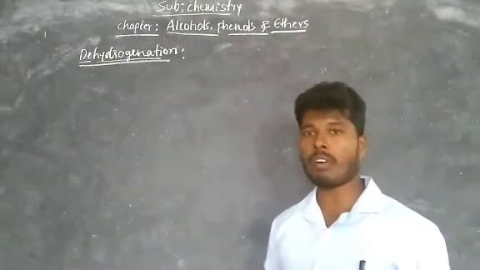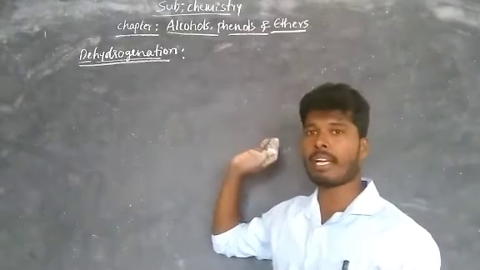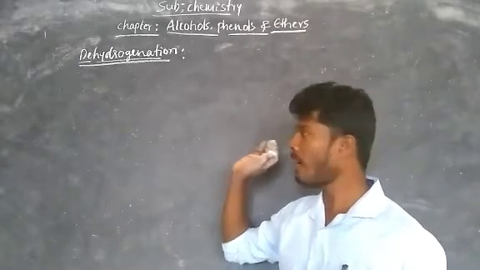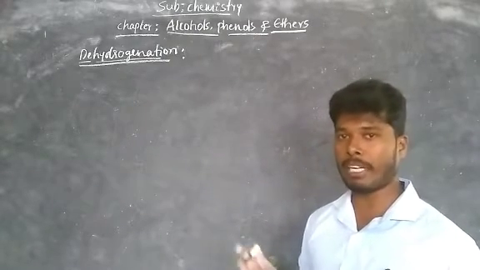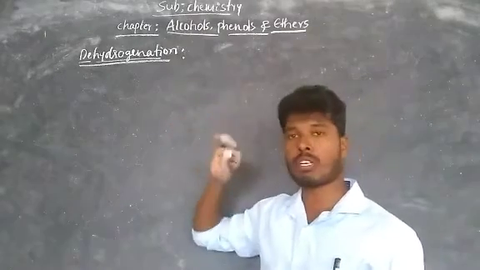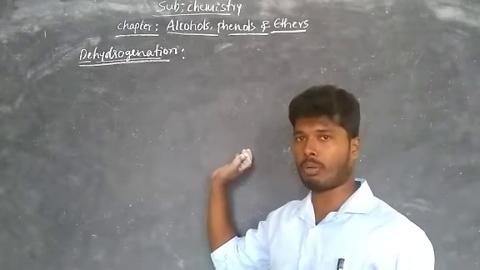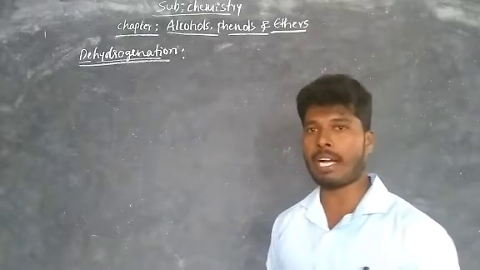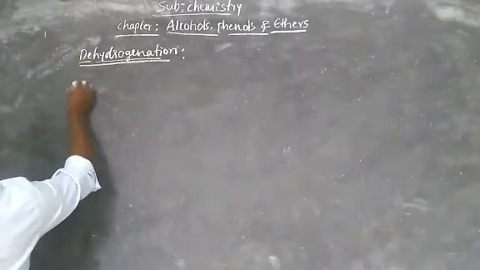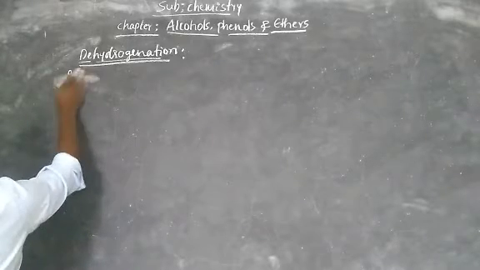Dehydrogenation, removal of hydrogen. So here, to remove hydrogen, we are treating with a reducing agent, that is copper, at 573 Kelvin. When treated with copper at 573 Kelvin, hydrogen is removed from the alcohol, and you get aldehydes or ketones from the respective alcohols. Now take the first one, primary alcohols. So dehydrogenation, first from our primary alcohols.